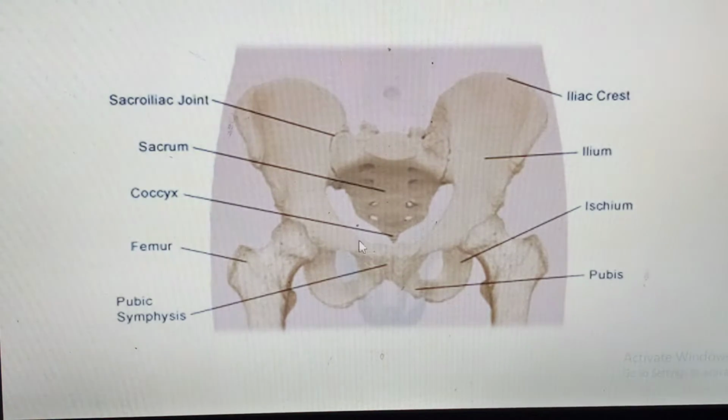Then, of course, on the ramus, I will show you all these parts later. This is the body of the pubis, emerging from the superior aspect. We have the superior pubic ramus and then the inferior pubic ramus. On the superior pubic ramus, we have a line which we call the pectineal line, or the pecten pubis. And then on the body of the ilium, we also have another line which we call the arcuate line.